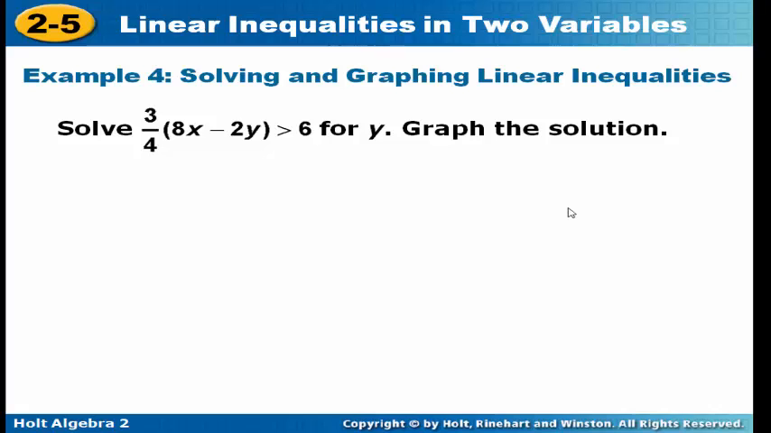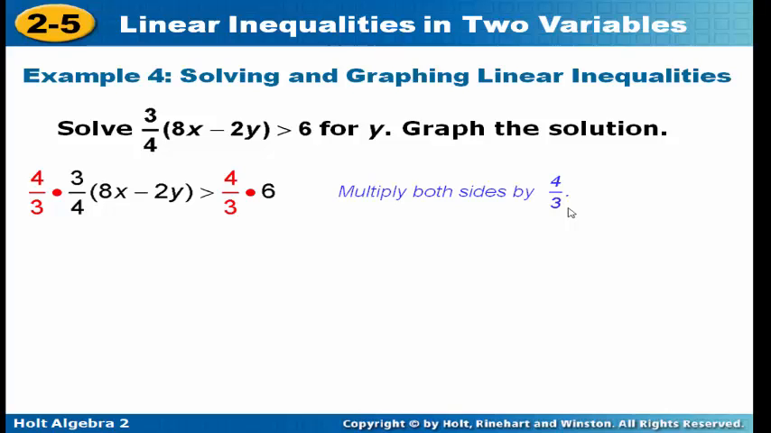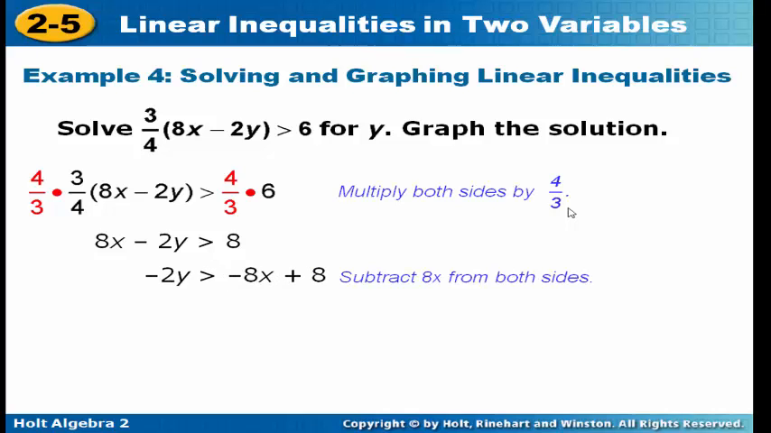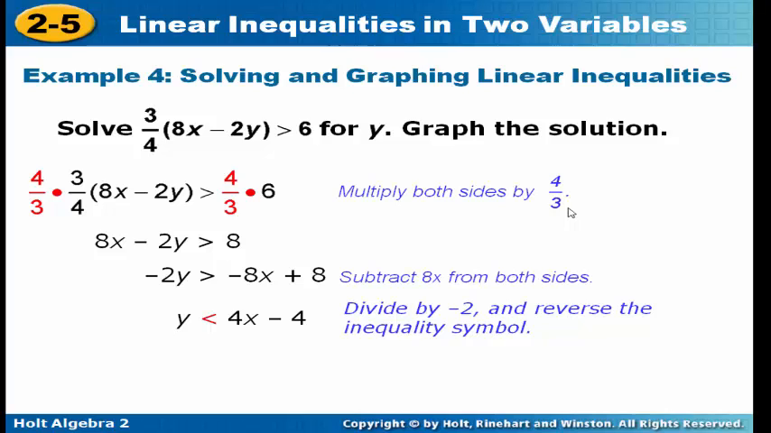Solve the graph. First, to cancel this fraction, multiply both sides by 4 over 3. So 8x minus 2y greater than 8. Now, move 8x to this side by switching its sign. So negative 2y greater than negative 8x plus 8. Now divide by negative 2 here and here, but don't forget to switch the sign of the inequality because we divide by a negative. Now we have the inequality y smaller than 4x minus 4.